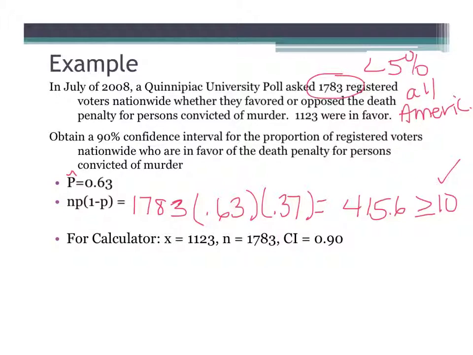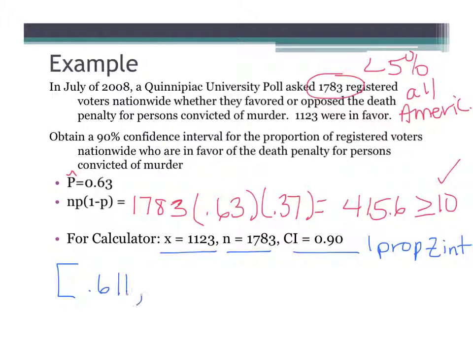So now that all the criteria are met, now we can go to our calculator and do the 1 proportion Z interval. So here's the information you're going to need for the calculator. So go to your calculator, make sure you can plug this into the correct 1 proportion Z interval, and you should end up getting 0.611, 0.649 with a margin of error of 0.0188. So go ahead and pause the video, make sure you can get that calculation, and then continue on from there.